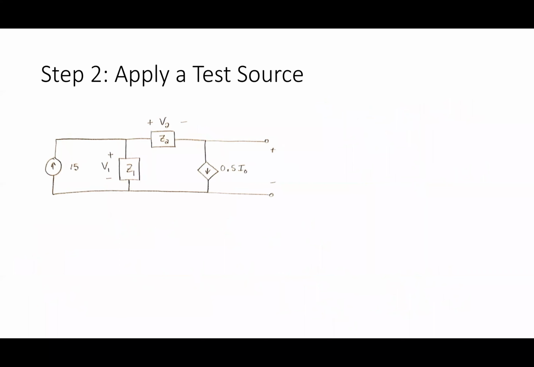Now in this case, I want to apply a test source to figure out the equivalent impedance. If I want to find the equivalent impedance, I'm going to apply a test source. What do I do with all the sources inside? Turn off the independent sources.